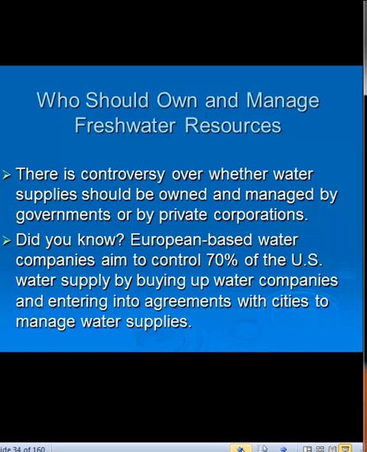Okay, so who owns your water? There's a lot of controversy over whether water supplies should be owned by the government. Should the government run all our water, or should private companies own our water? Who do you think will do a better job? And did you know, by the way, that a lot of countries besides our own, or businesses from other countries, are trying to control the U.S. water supply by buying up the water companies?